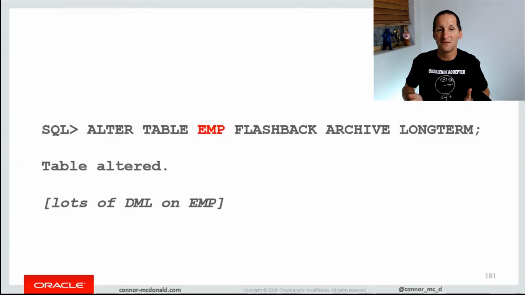Now you don't see anything obvious. It just simply says table altered and it's not immediately aware what's going on. I put there in brackets, I've done lots of DML. So now I've put it into the archive and I have lots and lots of DML. There's lots of things that have happened to that table, lots of inserts, updates and deletes.